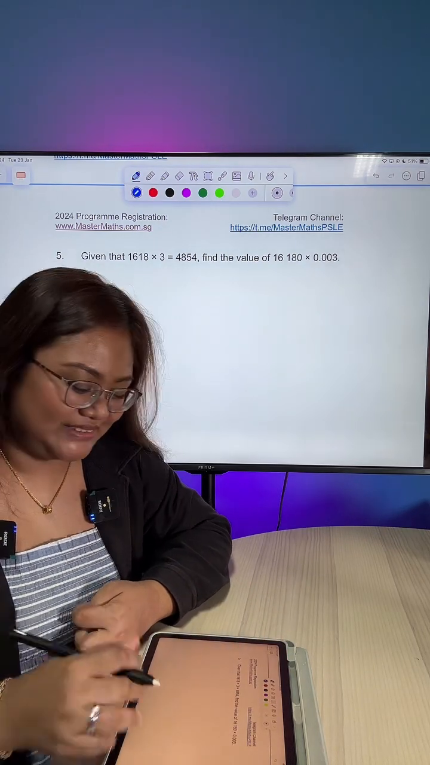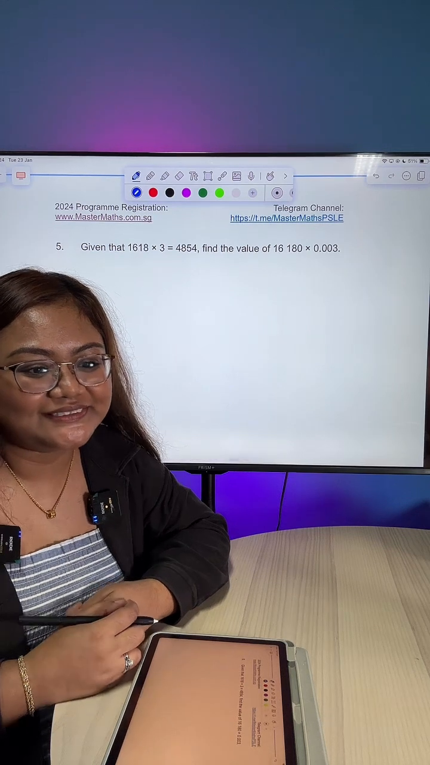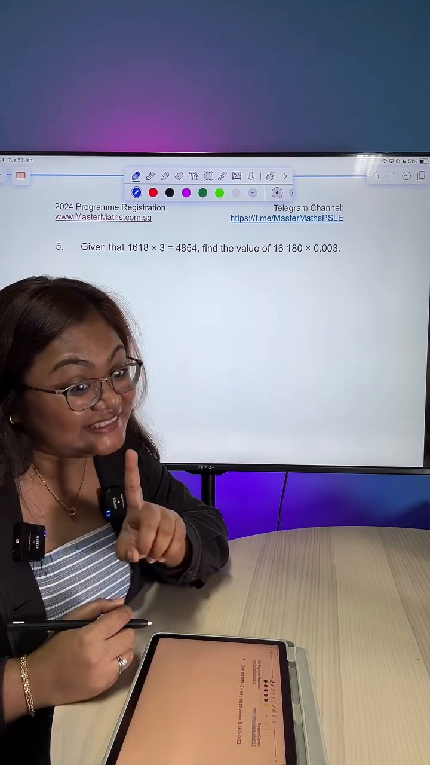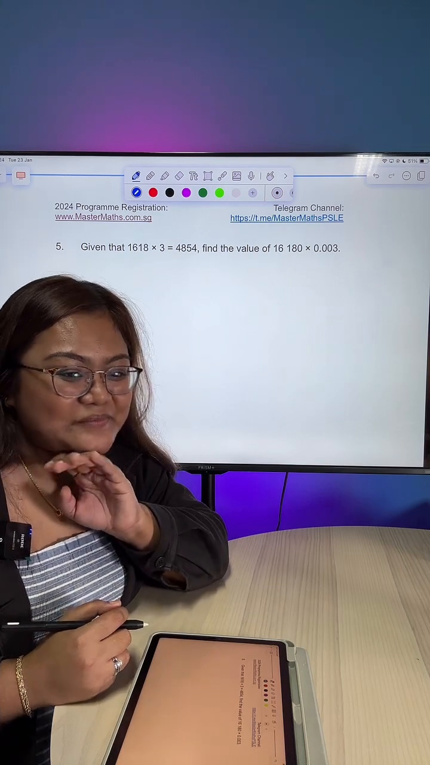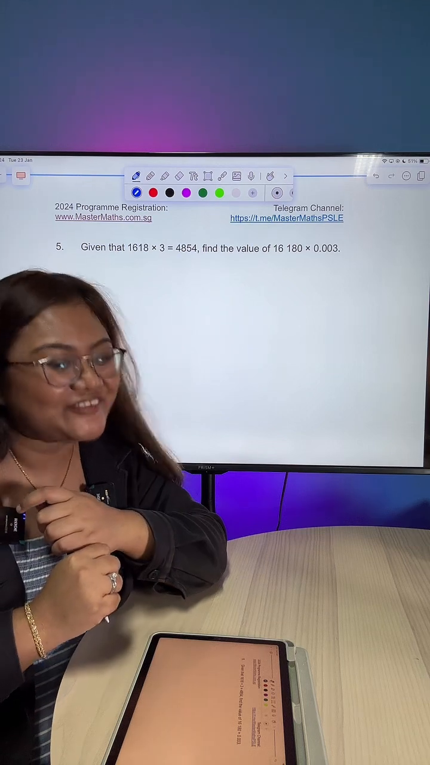You have extra MasterMaths tickets. MasterMaths tickets for what? I didn't say this is only for secondary. I'm saying that this is very interesting. Our secondary friends can also try.